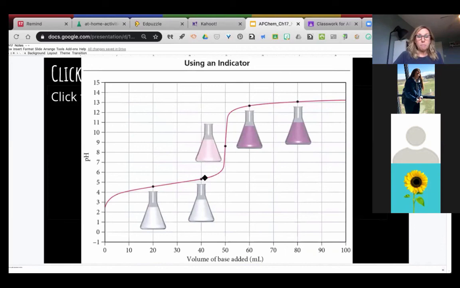Here's an example of when you would want to stop that. So you can see that super light pink color.